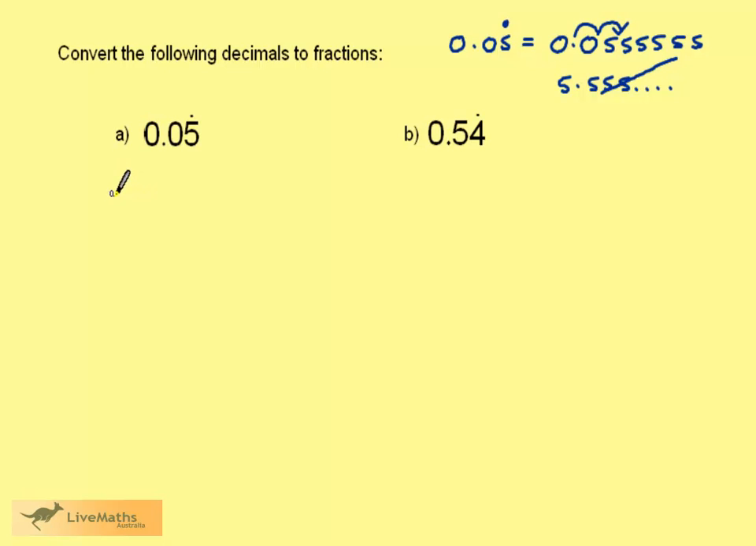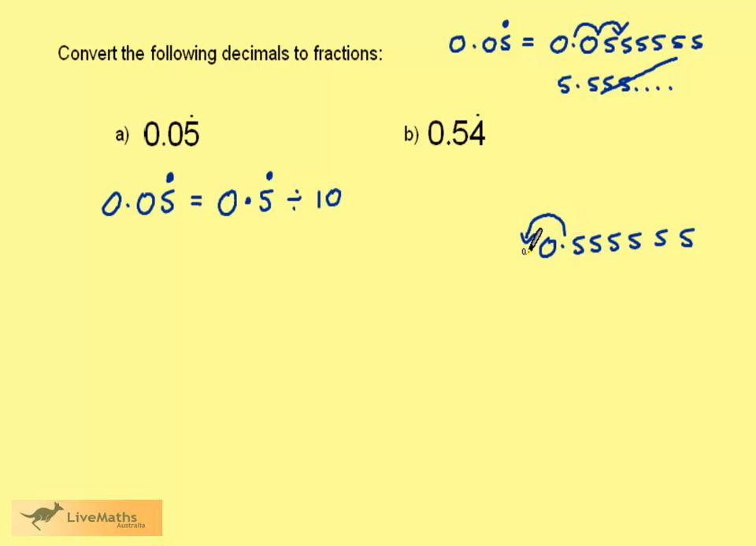Now let's look at the second method. 0.05 recurring is equal to 0.5 recurring divided by 10. Think about division by 10. What does it do? 0.5 recurring is 0.5 to infinity. If we hop the decimal point one place to the left, then we get 0.05 recurring.